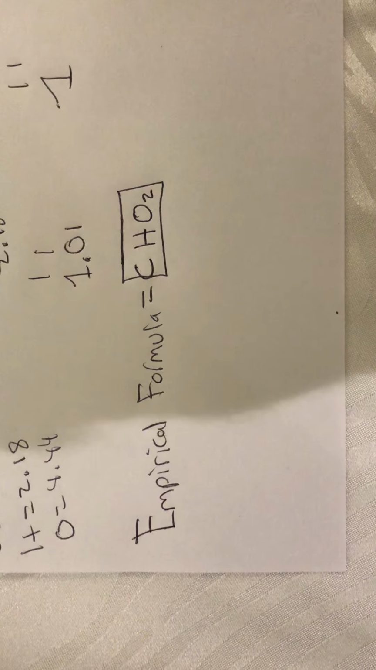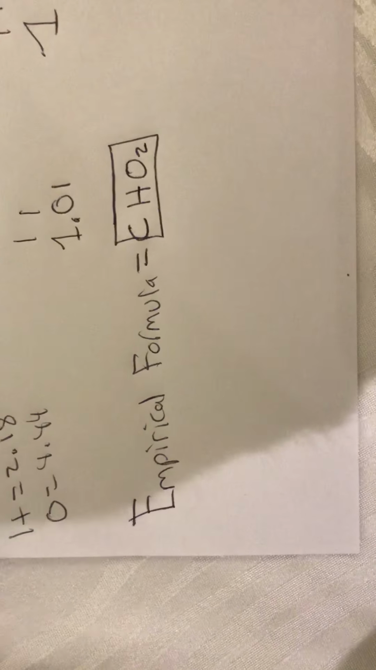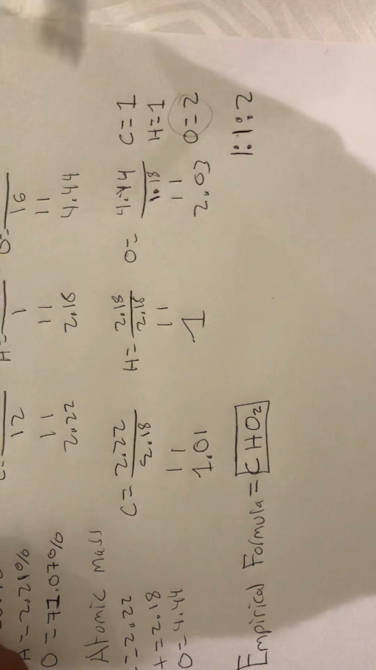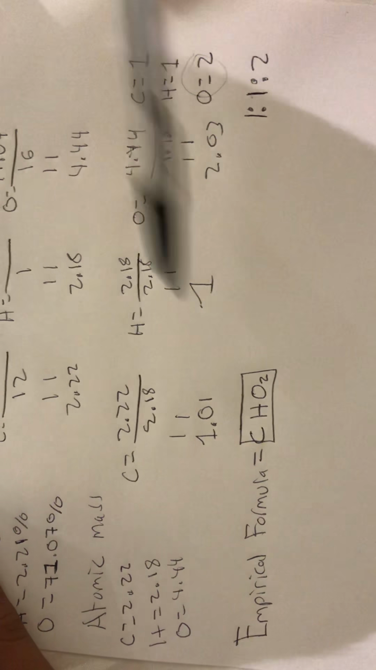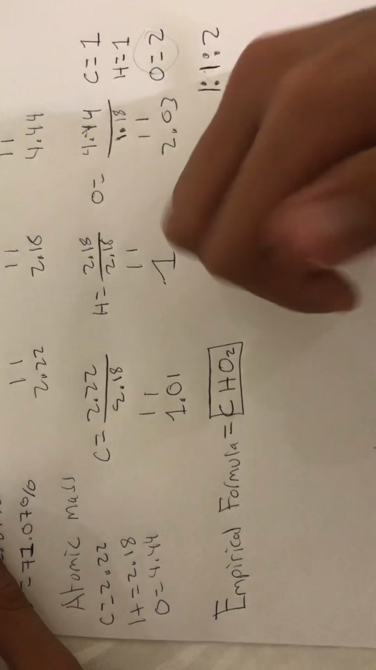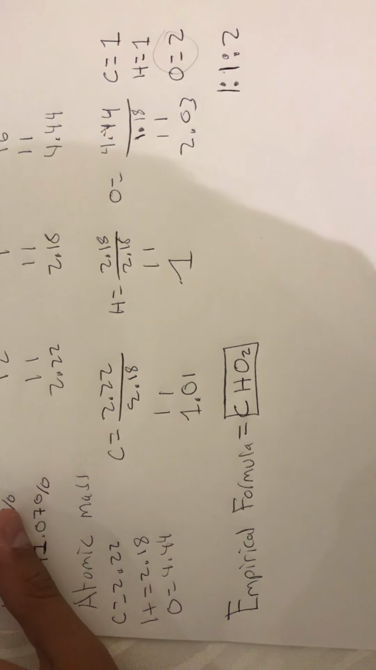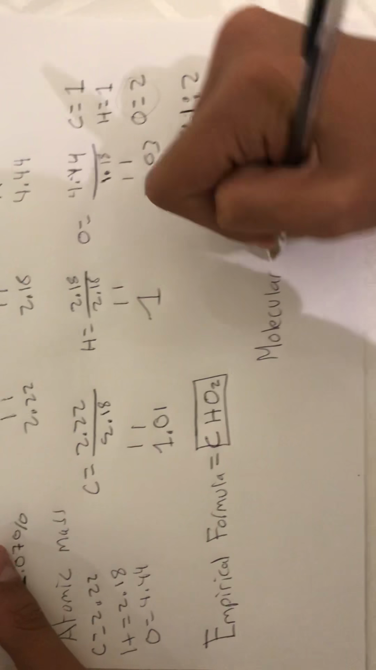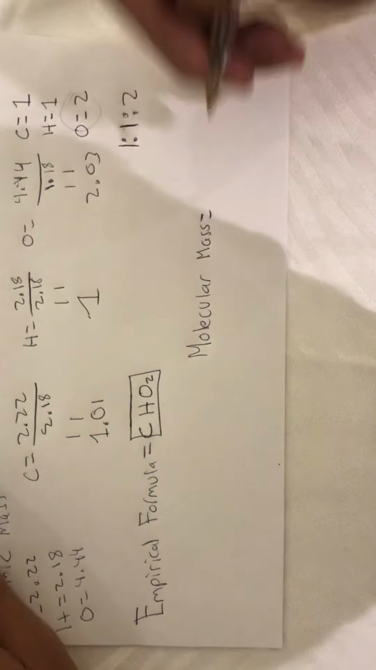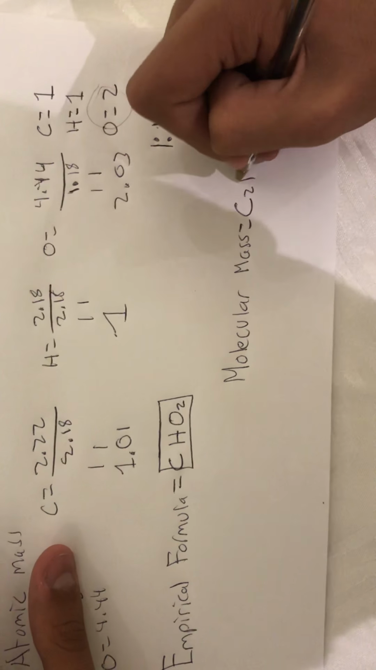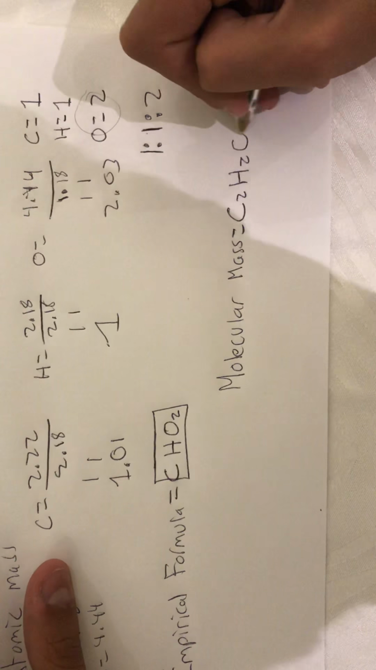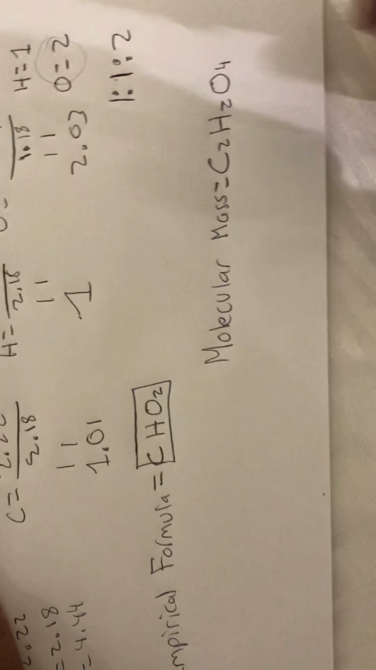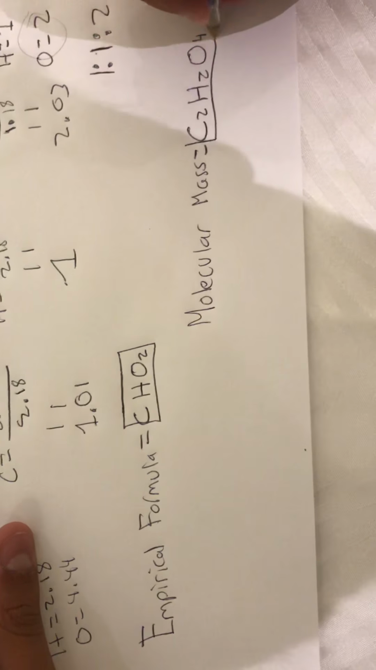And then from here it's so easy to get the molecular formula. The biggest number in here, which is the 2, we're gonna multiply it by 2 in each one, and we're gonna get the molecular formula like this: C2H2 oxygen 4. This will be multiplied by 2 in each of these, and we're gonna get the result. And that would be all.